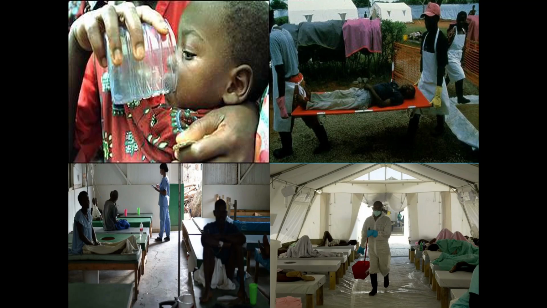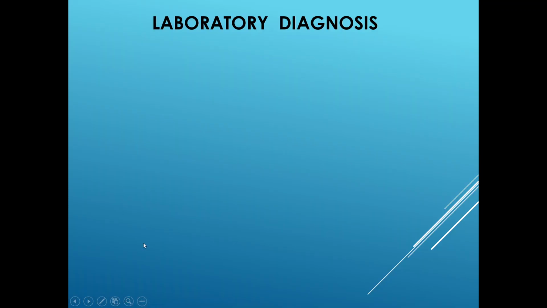You can see pictures of sick individuals with cholera in cholera hospitals. You see a special place for sick individuals, because Vibrio cholerae causes cholera disease with profuse diarrhea.